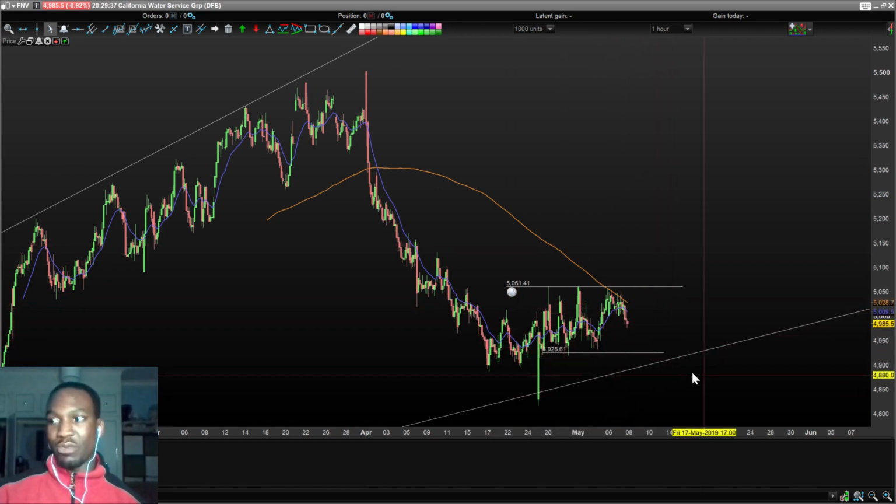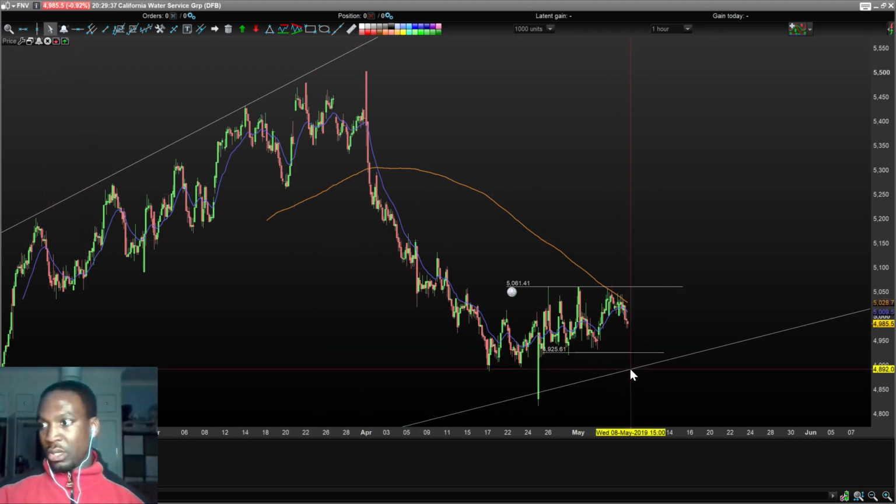But right now I'm just waiting it out. If it breaks out to the downside, that means that it's been rejected and the bullish run has come to an end, and maybe it'll start selling off. So I might set an alert. I'll set an alert on this line as well.